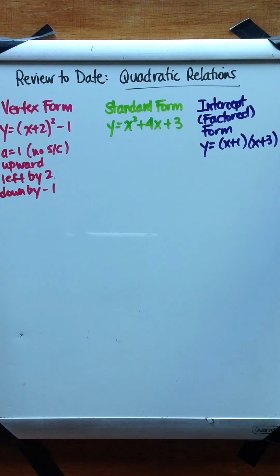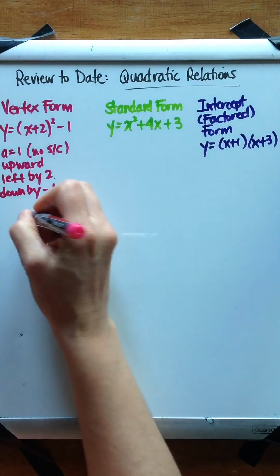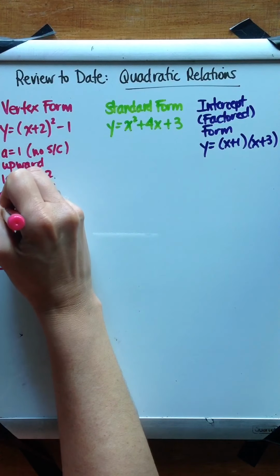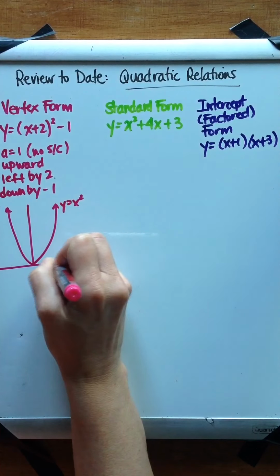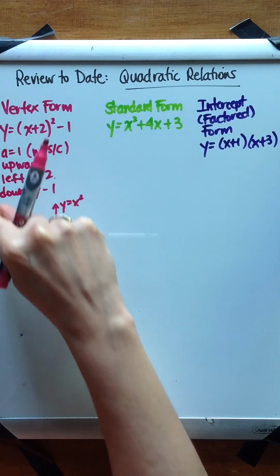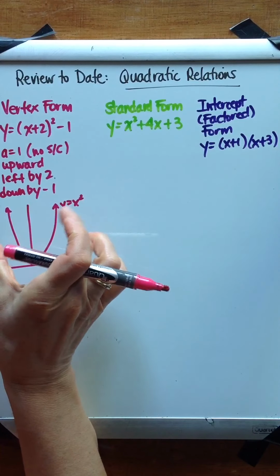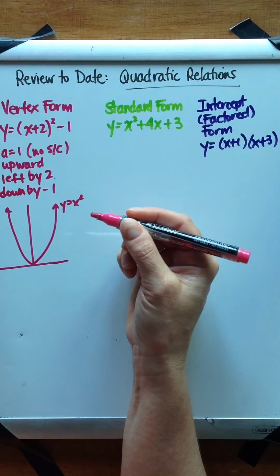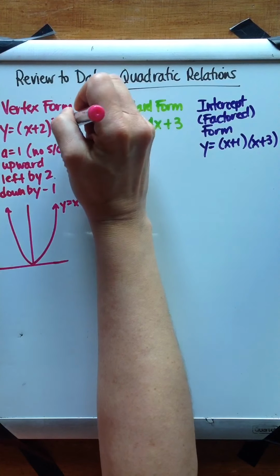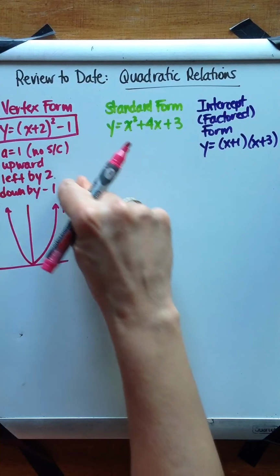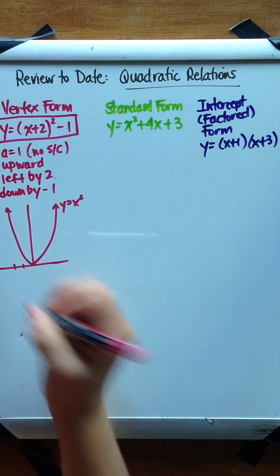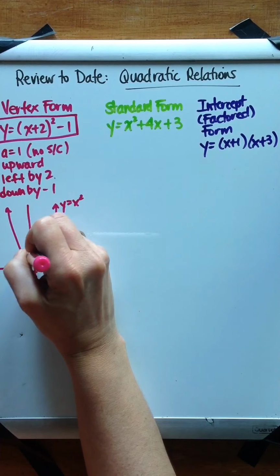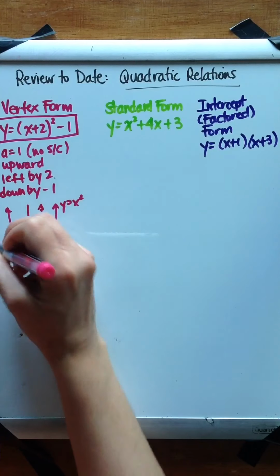If we were to try to come up with a sketch of it right now, we could do it based on comparing it to our friend y equals x squared. And we know that this parabola would have the same type of shape, same curvature because it has the same a value, and it's upward facing as well. But this particular equation right here would be shifted to the left 2 and down by 1.